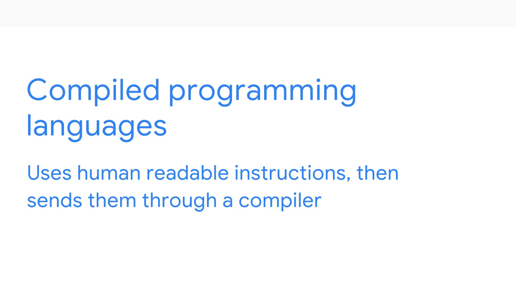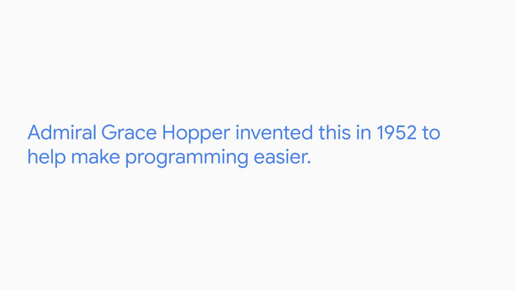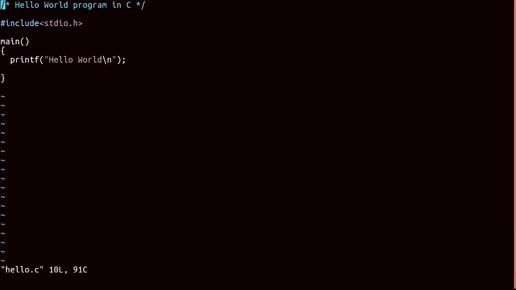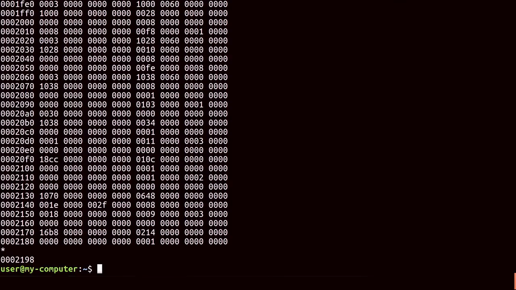Enter compiled programming languages. A compiled programming language uses human-readable instructions, then sends them through a compiler. The compiler takes the human instructions and compiles them into machine instructions. Admiral Grace Hopper invented this to help make programming easier. Compilers are a key component to programming and helped pave the road that led us to today's modern computing. Thanks to compilers, we can now use something like this. And it would be the same thing as this.